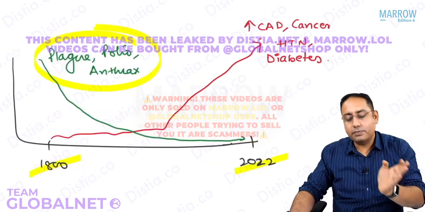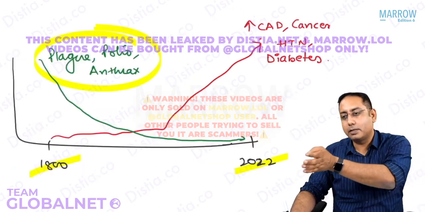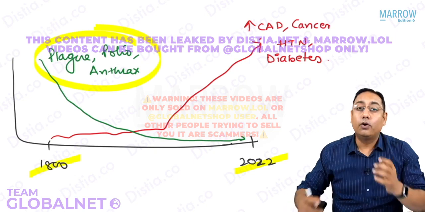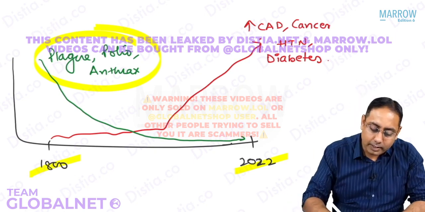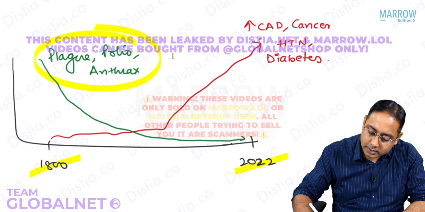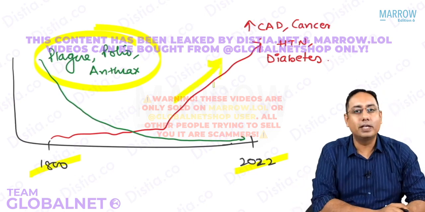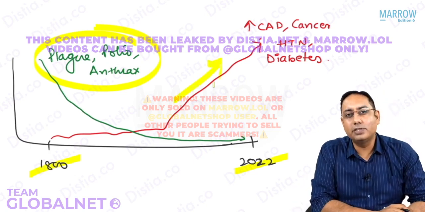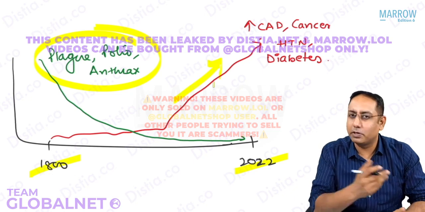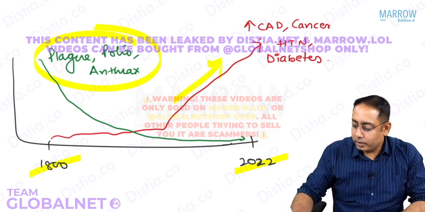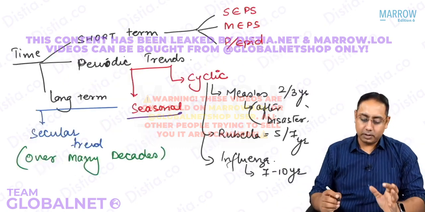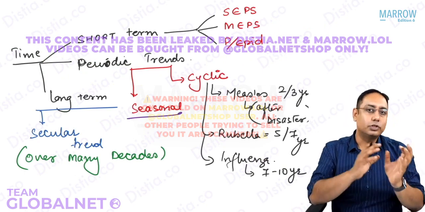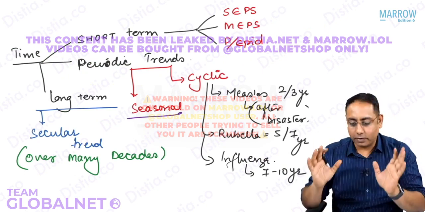After some decades, we have seen that the disease has been consistently decreasing, or there might be a secular increase. There might also be a secular increase in the number of cases of coronary artery disease, diabetes, cancer, hypertension or anything. So that is what we use when we talk about long-term fluctuations, short-term fluctuations, and periodic fluctuations.